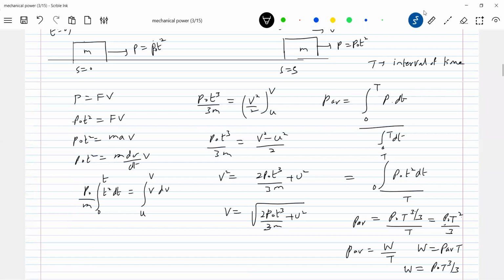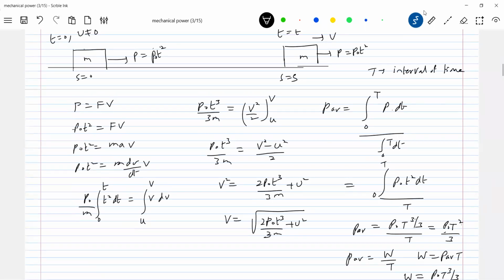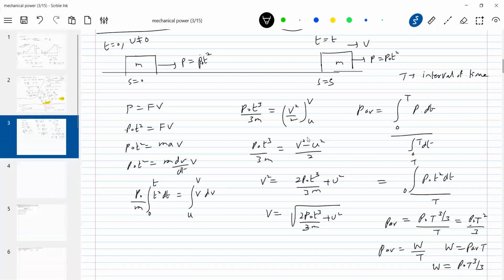So what is work done by this agent in an interval of time T if they ask you? Directly, you calculate the average power, and the work done is average power times the interval of time. So they'll give power as a function of time and ask you to calculate work done. Or directly you can calculate the average value.